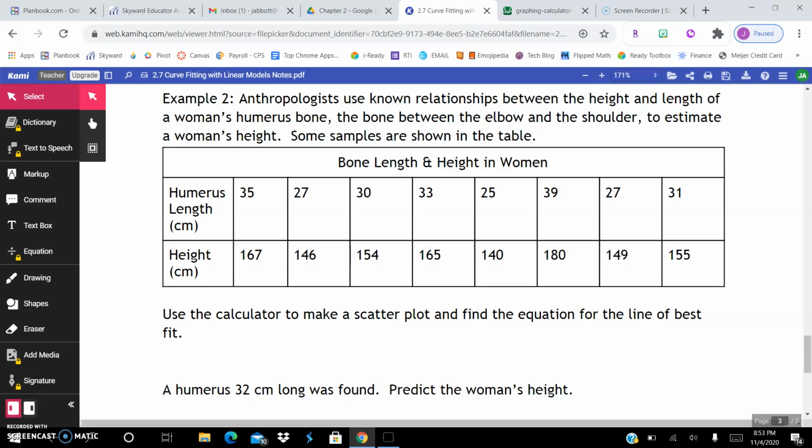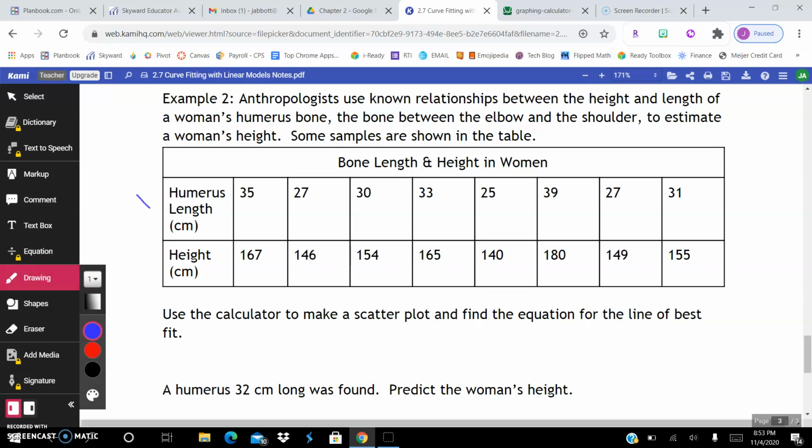Example 2: Anthropologists use known relationships between the height and length of a woman's humerus bone, the bone between the elbow and the shoulder, to estimate a woman's height. Some samples are shown in the table. So as you remember, the first thing listed is X and the second thing is Y. So we could graph this out on a scatter plot by hand, but our calculator does this for us. And it's much easier and faster this way.